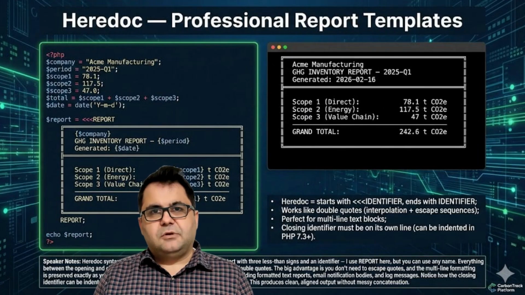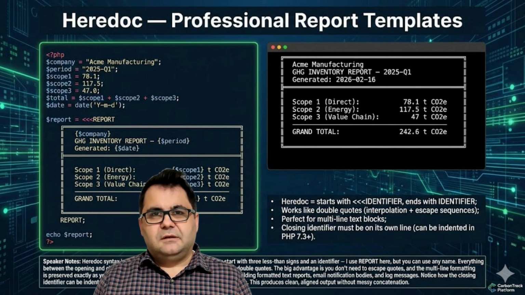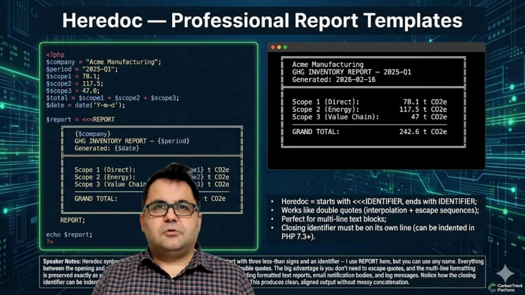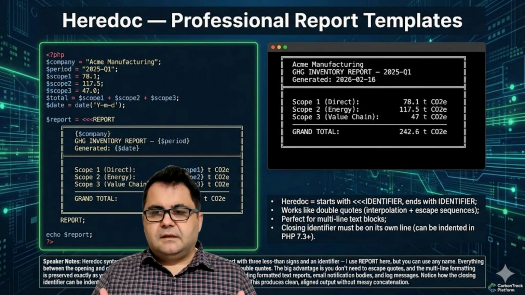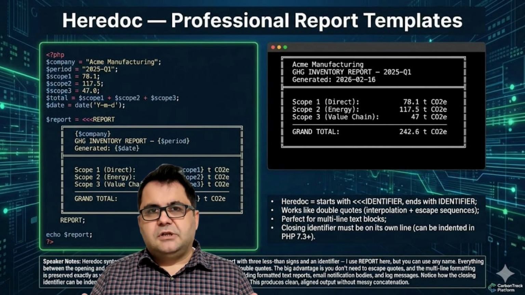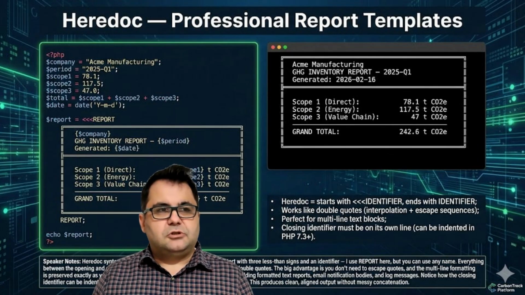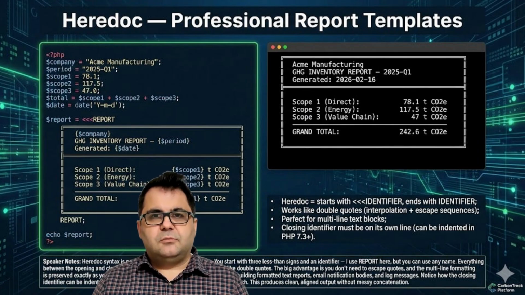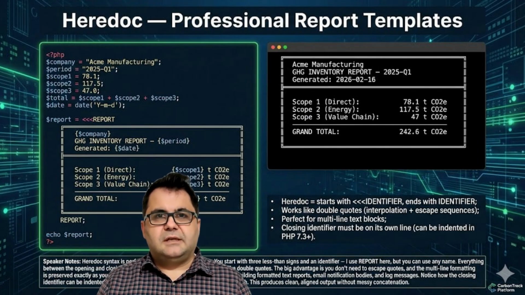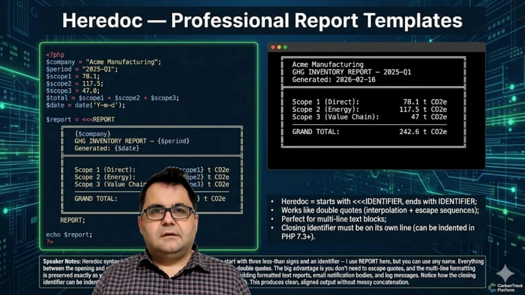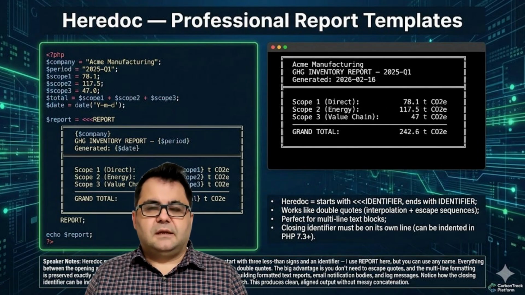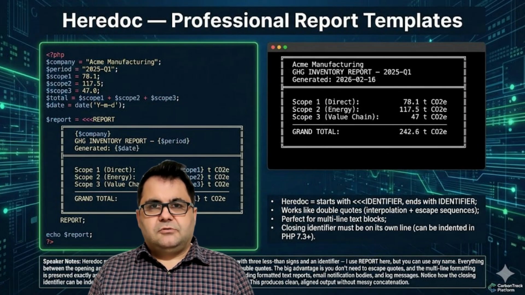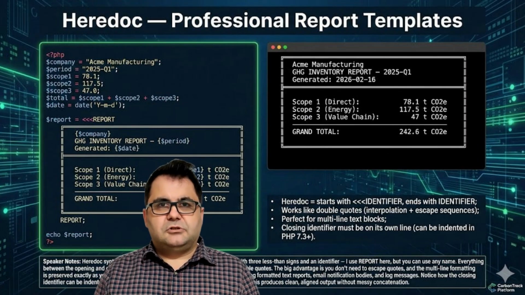Heredoc syntax is perfect for multi-line text templates. You start with three less-than signs and an identifier. I use REPORT here, but you can use any name. Everything between the opening and closing identifier is a string with interpolation, just like double quotes. The big advantage is you don't need to escape quotes, and the multi-line formatting is preserved exactly as you write it. For our GHG platform, Heredocs are ideal for building formatted text reports, email notification bodies, and log messages.